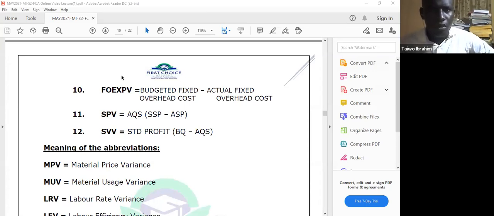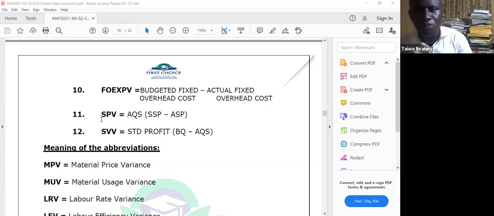Now for the fixed overhead expenditure variance, what we're actually looking at is just the difference between budgeted fixed overhead cost and actual fixed overhead cost. So what we're looking at here is what do we want to spend and what do we actually spend. That's just the fixed overhead expenditure variance. So this is the fixed overhead expenditure variance: budgeted fixed overhead cost and actual fixed overhead cost. I hope you understand that now.